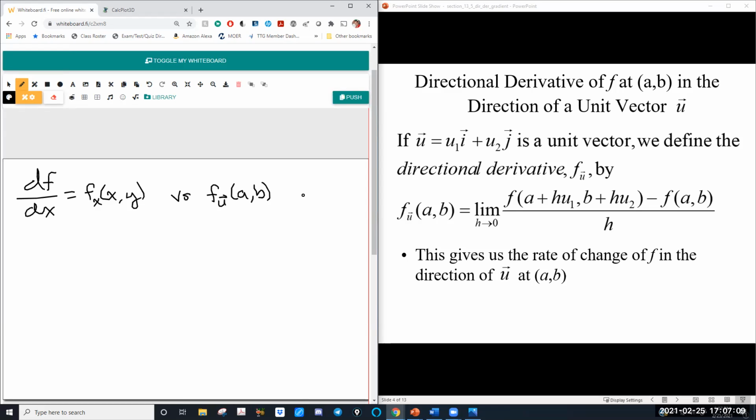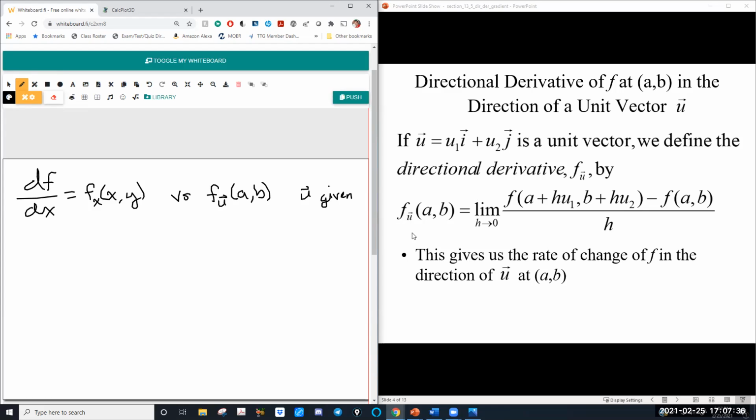Now, we would need to be given the direction that we want it in. So you would be given in the problem, find the rate of change of f of xy in the direction of u, or find f sub u of AB where u is a vector, okay? So I just want you to be familiar with that notation.